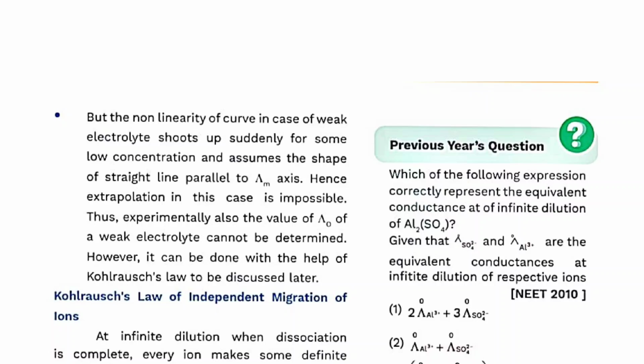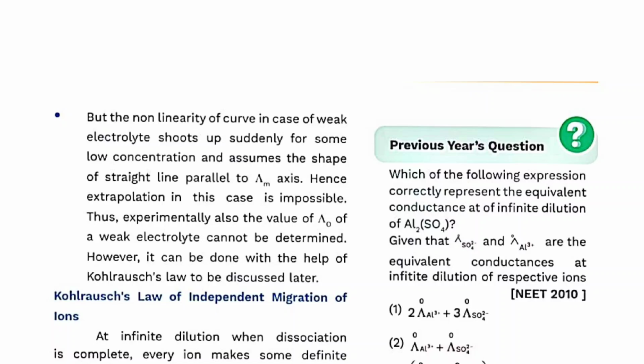So what is Kohlrausch's law? It's very important. Kohlrausch's law states that the equivalent conductivity of an electrolyte at infinite dilution is equal to the sum of ionic conductivities of its constituent ions.